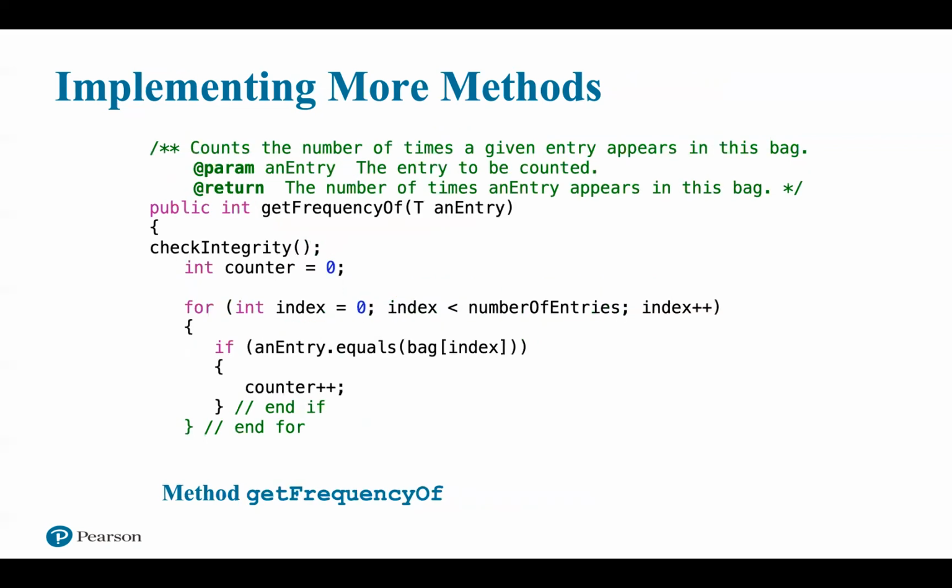The method get frequency of counts the number of times a given object occurs in a bag. We count the number of times the object occurs in the bag array using a for loop to cycle through the array's indices from 0 to number of entries minus 1. We compare the given object to every object in the array. Each time we find a match, we increment a counter. When the loop ends, we simply return the value of the counter. Note that we must use the method equals instead of the equality operator, which is 2 equal signs, to compare the objects.